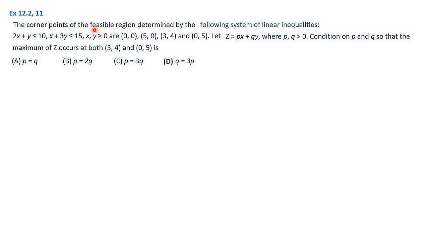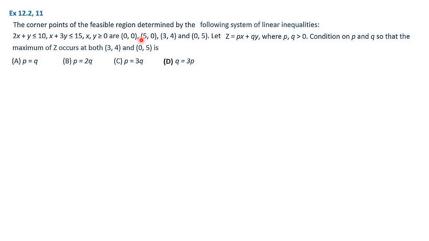This feasible region means what we use to shade the region which satisfies all the inequalities in a given question. That is called the feasible region. Usually we shade the feasible region only, and in the question I used to tell it is the wanted region. Just keep in mind the word feasible region: it is a region which is common for all the inequalities determined by the following system of linear inequalities: 2x plus y less than or equal to 10, x plus 3y less than or equal to 15, x comma y greater than or equal to 0.